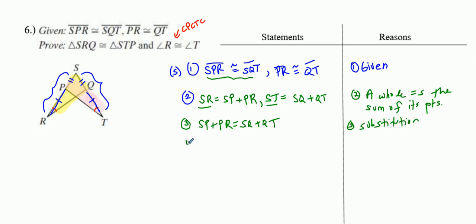And then the subtraction comes between steps 3 and 4. Since I know PR is equal to QT, I can subtract those from the left and the right sides of this previous equation, and that leaves us with SP is congruent to SQ. And I've already labeled this in my diagram with 2 markings. It's by the subtraction property. And that's a second pair of sides in the 2 triangles we want to show are congruent.